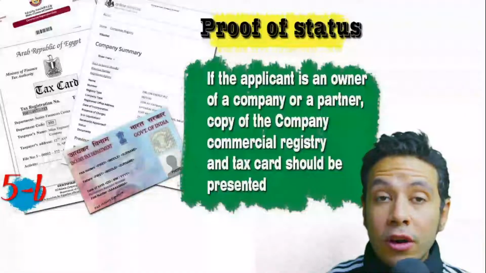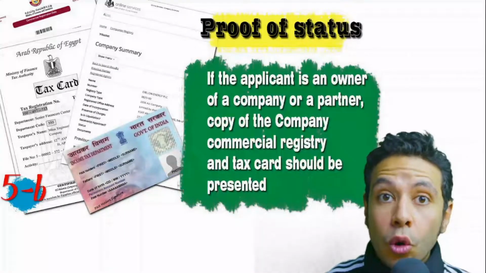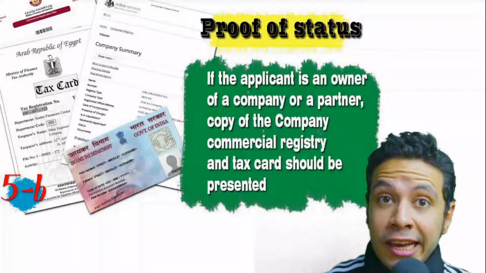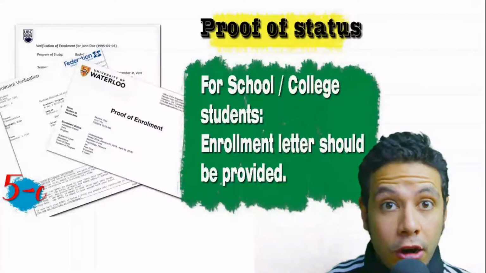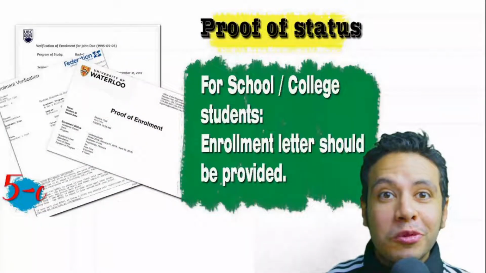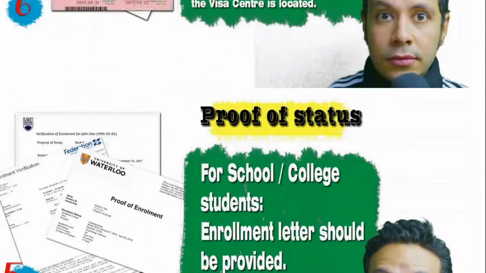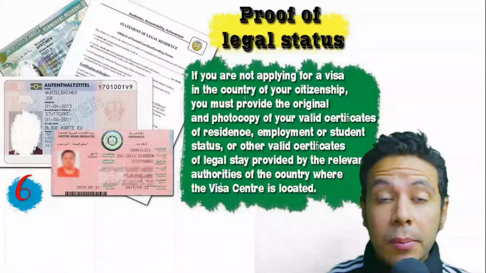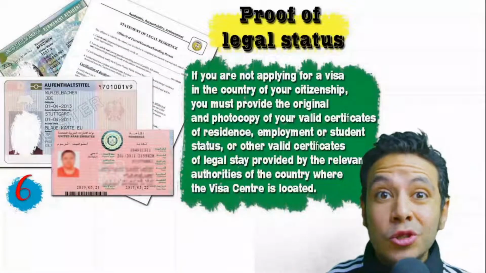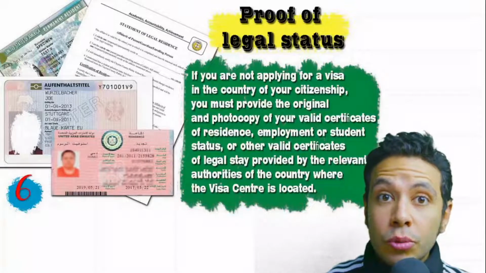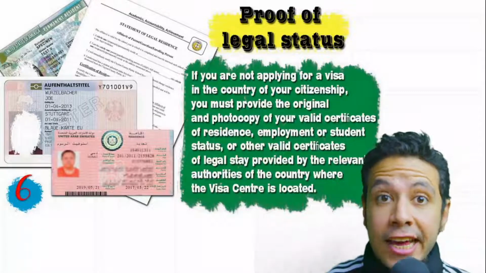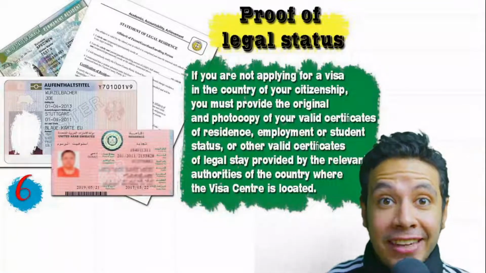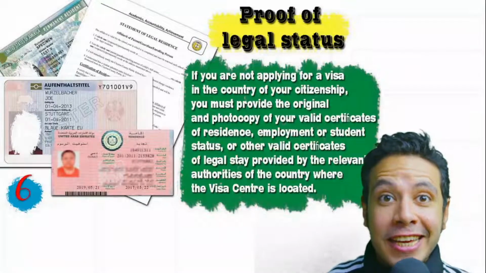But in case you are the owner of the company or you run your own business, then your commercial registry and your tax card must be presented. But if you are a student in a school or a college, an enrollment letter should be provided from your university or your school. In some cases, you might be applying from a country different from your own country. At that moment, you will need to provide a proof of legal status, which is a certificate of legal residence in this country. And in some cases, a valid residence visa for this country can also be accepted.